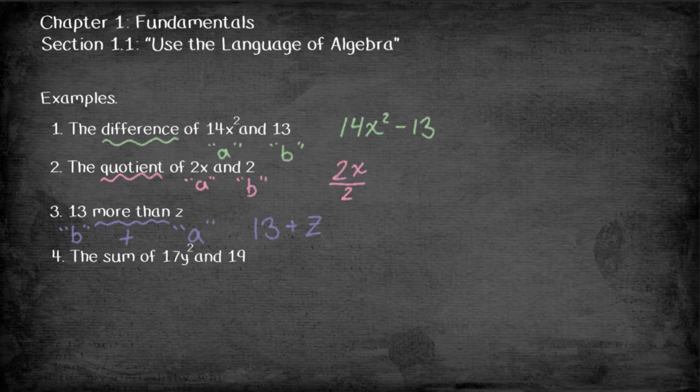All right, the sum of 17y squared and 19. So this one is pretty literal. The sum means addition. We have 17y squared being A and 19 being B. So what we have is 17y squared plus 19.